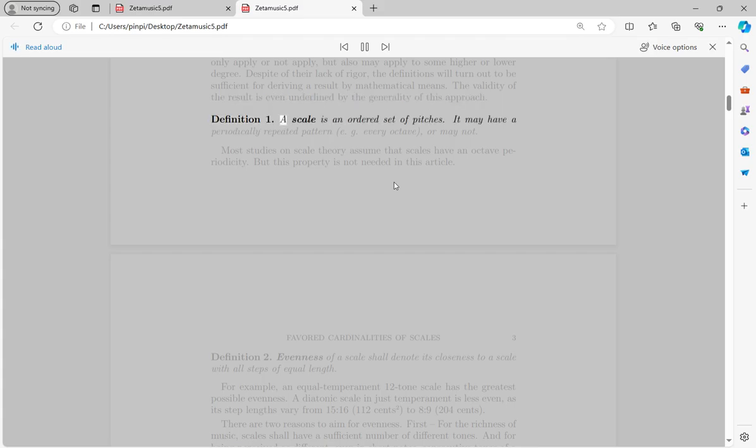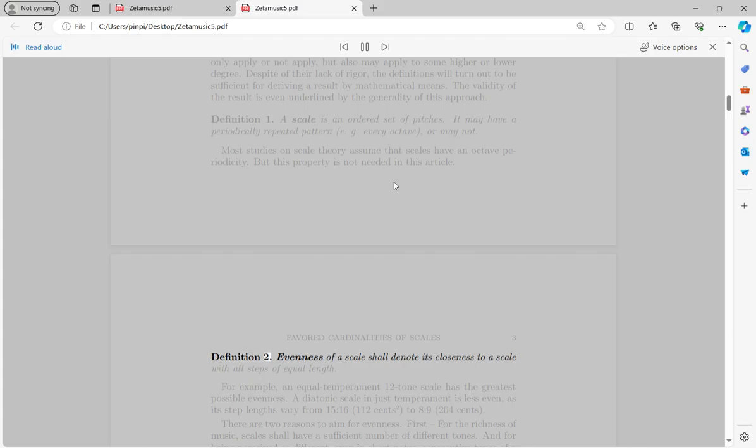Definition 1. A scale is an ordered set of pitches. It may have a periodically repeated pattern, e.g. every octave, or may not. Most studies on scale theory assume that scales have an octave periodicity, but this property is not needed in this article.